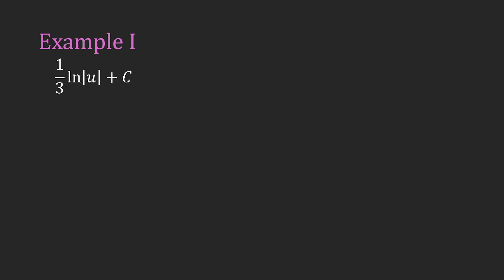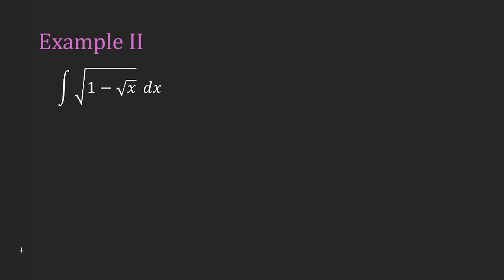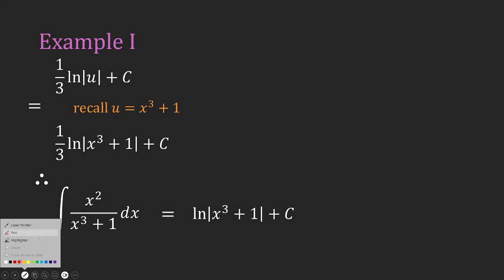And I'll recall that u was equal to x cubed plus 1. So we can just make that substitution back. And now we have a final answer in terms of x. So now we can make this conclusion here that the integral of x squared divided by x cubed plus 1 with respect to x is equal to, I'm missing a third here. Let me write that down really quick.